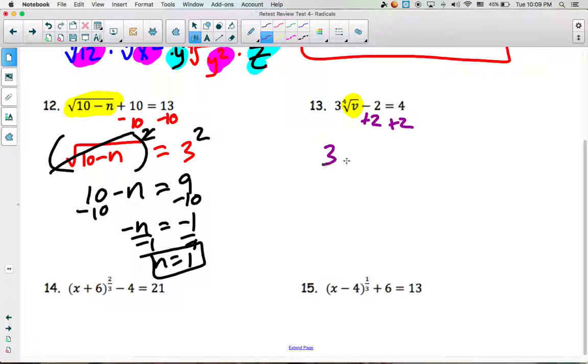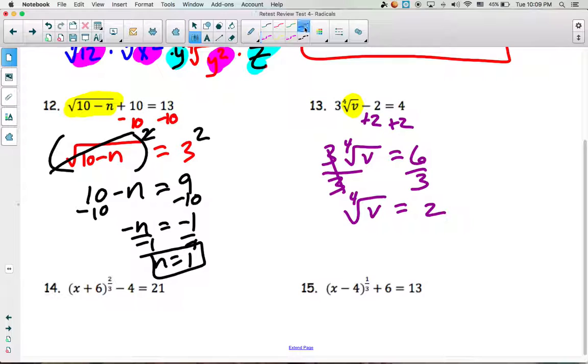So that gives me 3 times the fourth root of v equals 6. And then I have this 3 times. The opposite of multiplying is to divide. So I'm going to divide each side by 3. And that gives me the fourth root of v equals 2.